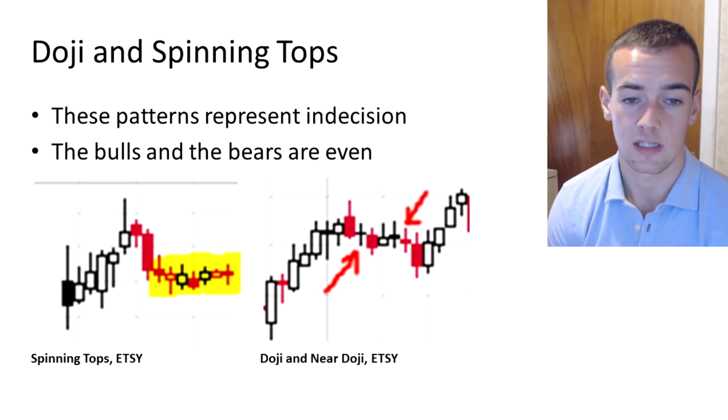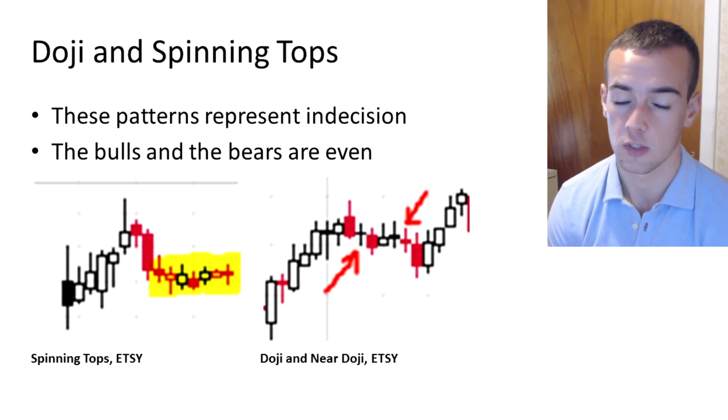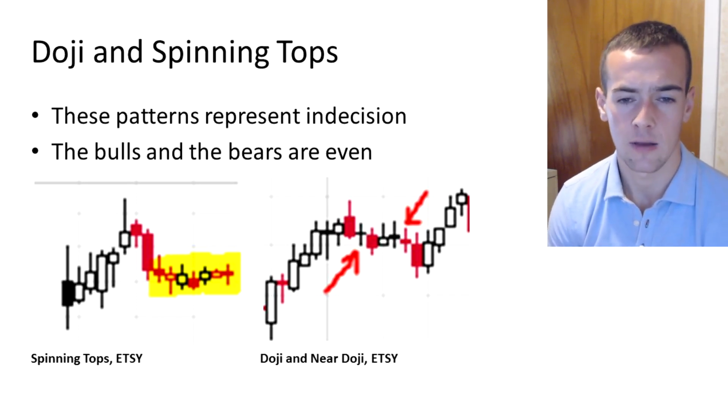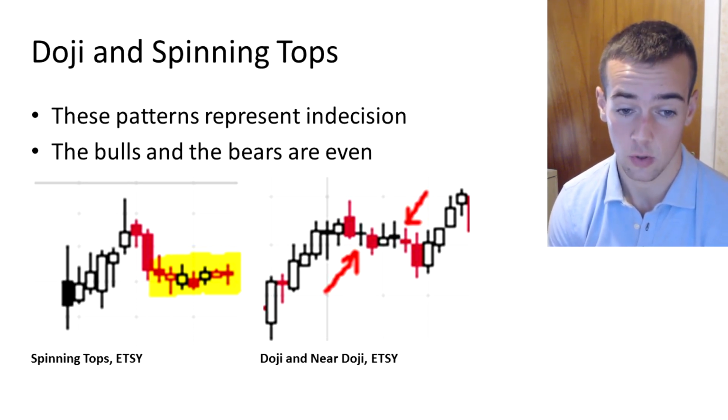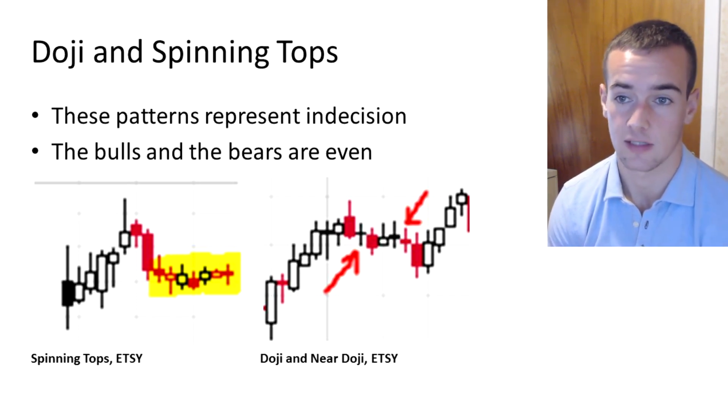As you can see, on the left we have a Doji, and on the right arrow there we have two near Dojis, which might also be considered a spinning top. Once they have a body, they're considered a spinning top, but if they're just a flat line or close to it, they're a near Doji or a Doji. And just remember that anytime you see these, they represent indecision.